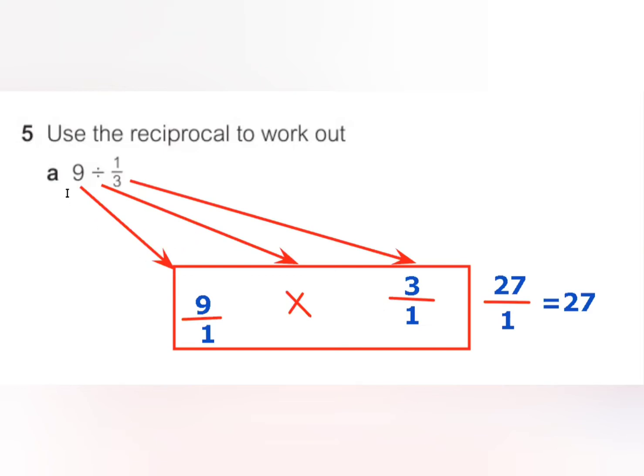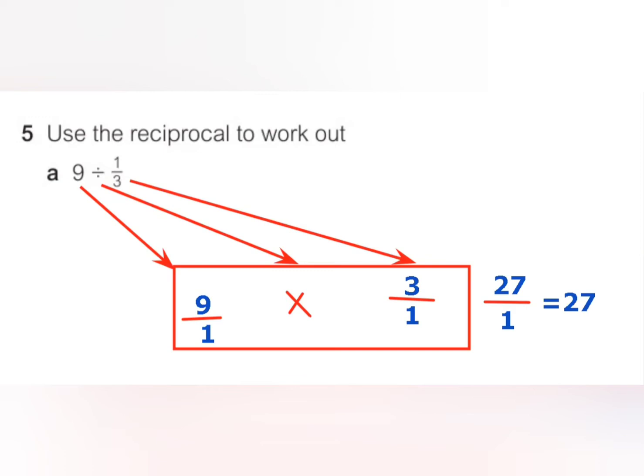So the idea means what? It means you have to keep this one and then change the sign into a multiplying sign and then find the reciprocal or flip the last fraction. Keep, change, and flip. Now let's use the same method to answer the rest of the questions.